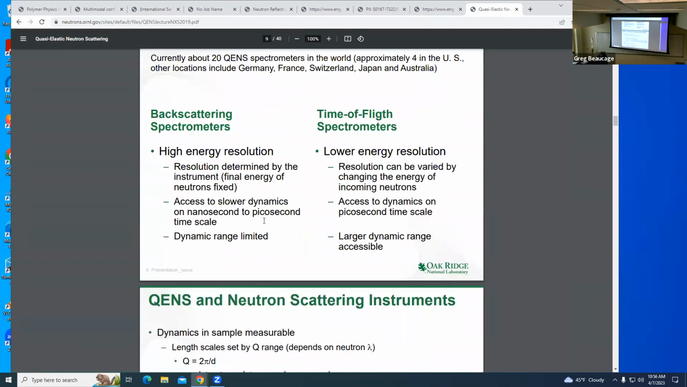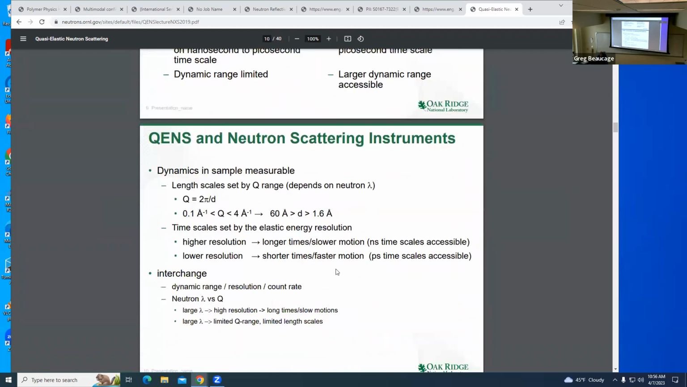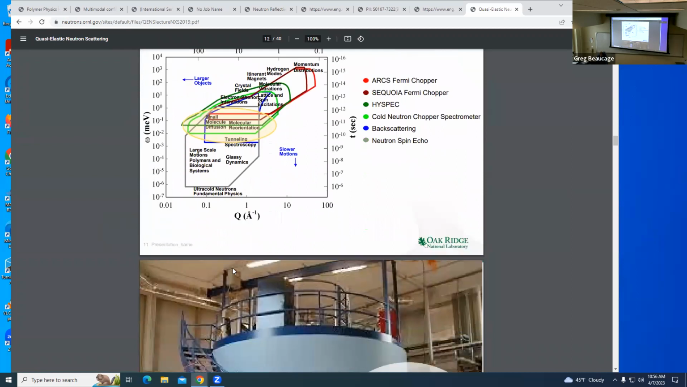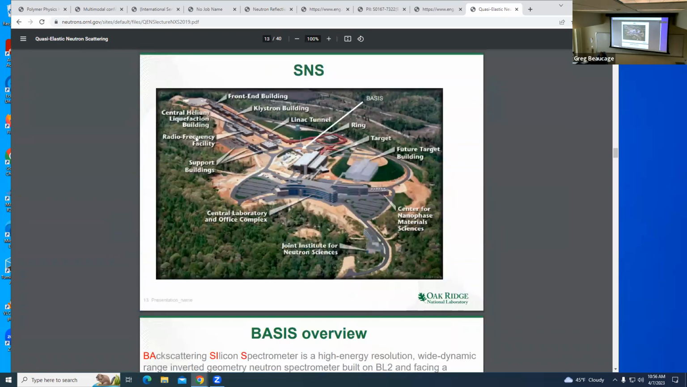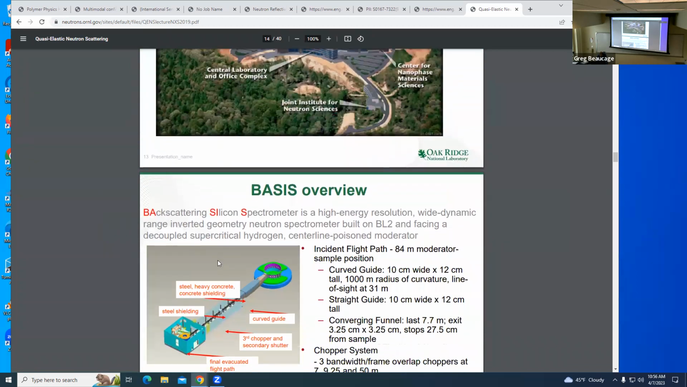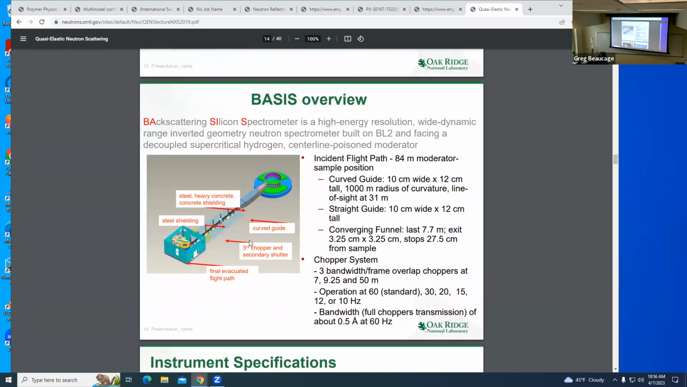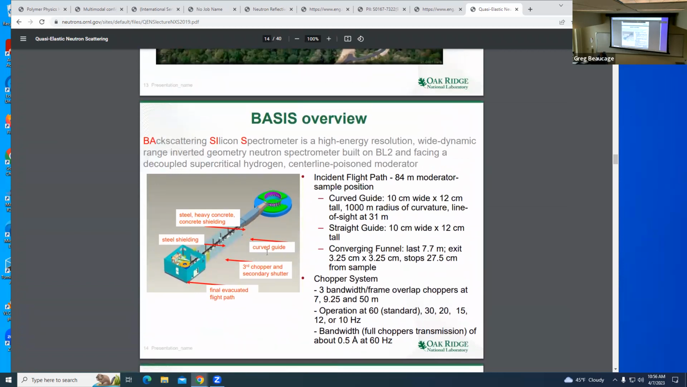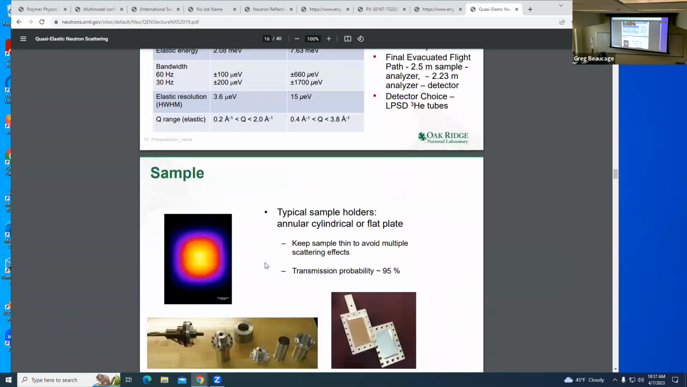And then he talks about backscatter and time of flight and compares it to, in this paper, you can kind of see how that works. And they're big machines that cost tons of money. The whole setup costs $1 billion. And then this, I'm not sure what this is. Oh, that's the basis. So that thing sticks out of the building to get the energy resolution.